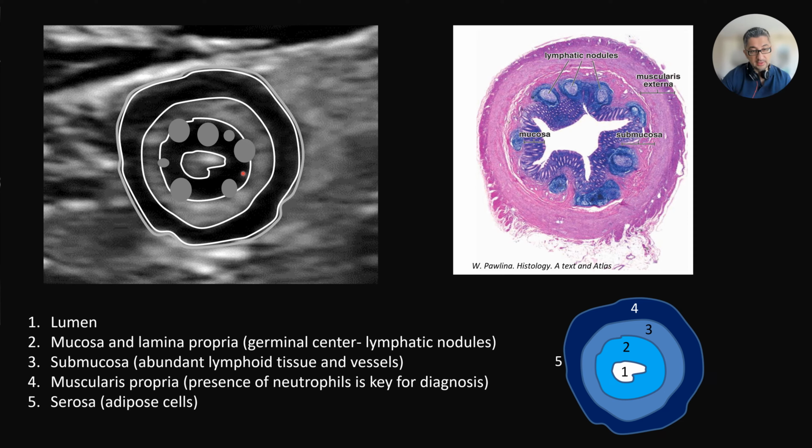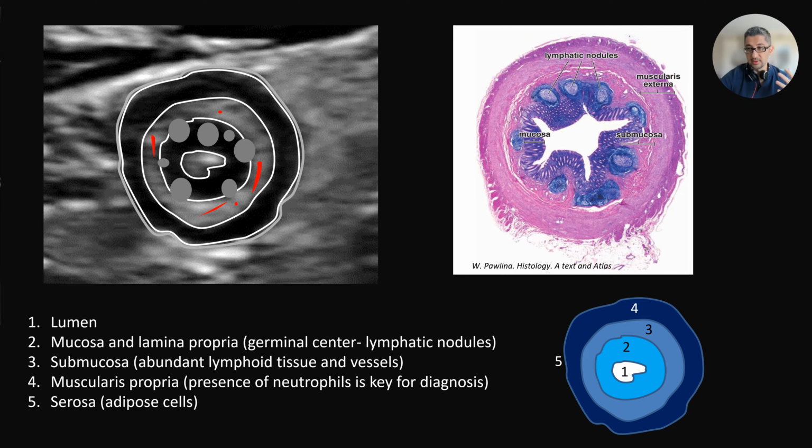The inner hypoechoic layer, the lamina propria, is filled with germinal centers and lymphatic nodules. And there is also abundant lymphoid tissue in the submucosal layer around it, but there are also vessels here. So on the Doppler, we see the vessels usually in this part of the wall. And this lamina propria is important because in lymphoid hyperplasia, this is the layer which thickens.